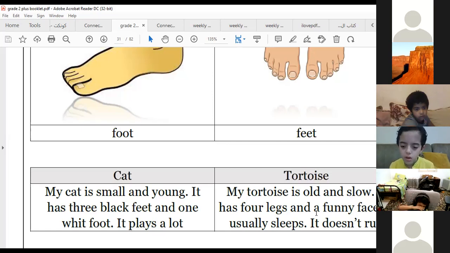Read, please. Read the word. Step by step. Funny face. It usually sleeps. It doesn't run. Excellent, Sifideen. Thank you very much. It's okay. You are going to be excellent.